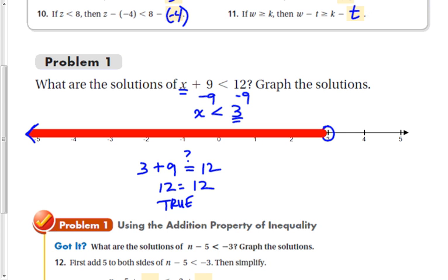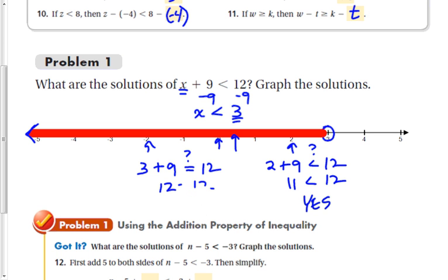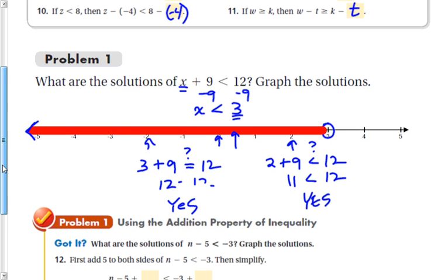And then the other thing is other numbers from my solution set on my number line should also be true. So if I just pick any number in here, it could be a half, could be 0, could be -2. I usually just pick the first integer in the set. So I'm going to do 2 plus 9, make sure that's less than 12. And of course 11 is less than 12. So we're good there. So we have 2 yeses here. That means we have solved it correctly. All right, I'm going to let you try that.